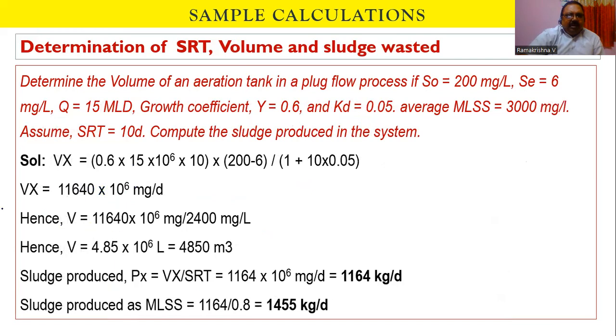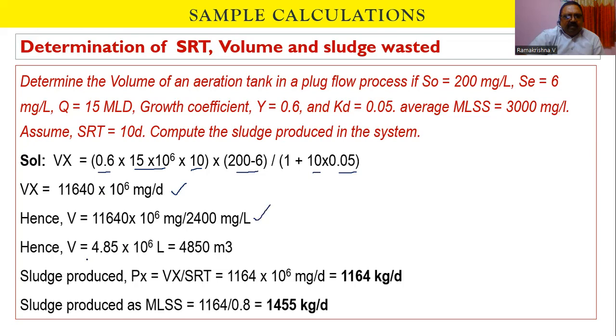We take the solids concentration also to the left hand side, because it's in the denominator on the right hand side. So Vx is equal to Y, Q, SRT, S naught minus S, divided by 1 plus SRT into KD. Using this, Vx is equal to 11,640 into 10 to the power of 6 milligrams per day. So V is equal to the right hand side divided by X, which we already calculated in terms of MLVSS, equal to 2400 milligrams per liter.